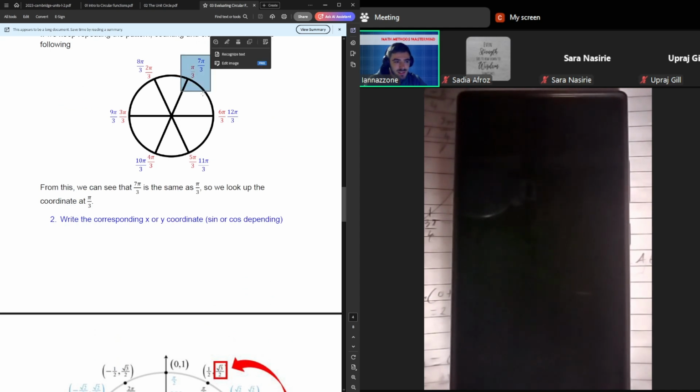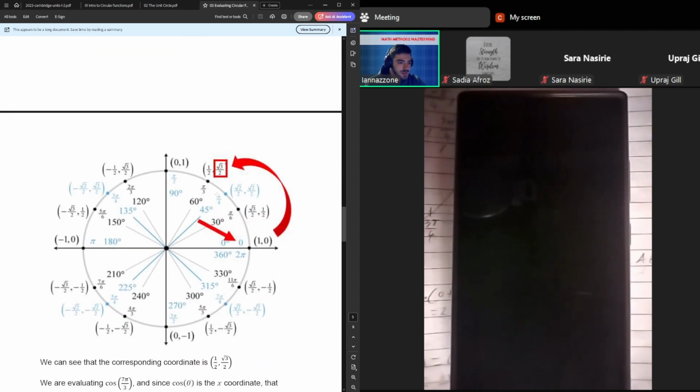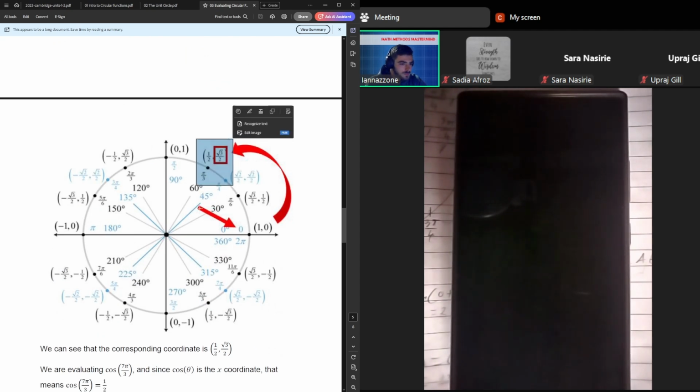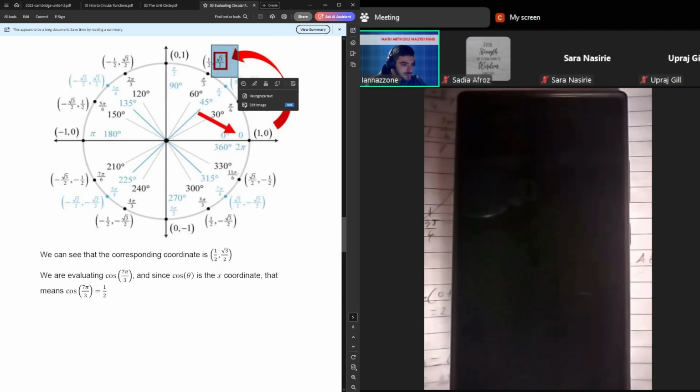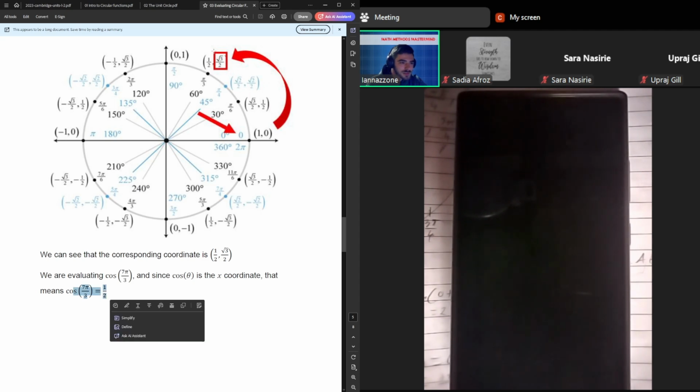So basically this is saying that 7 pi over 3 is functionally the same as pi over 3. And so under those circumstances, you look at the pi over 3 angle and its coordinate there. I still haven't fixed the notes on this one yet. It was cos, but I highlighted the y value. I wrote the correct thing, though, which is cos, you do the x, which should be a half. Just ignore that that's highlighted still.